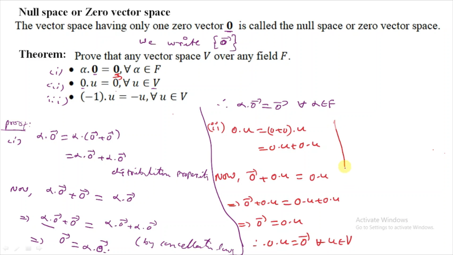For any vector, when we multiply with a scalar, we again get a vector. Here, multiplying the 0 vector with a scalar gives the 0 vector. Multiplying 0 with any vector gives the 0 vector.